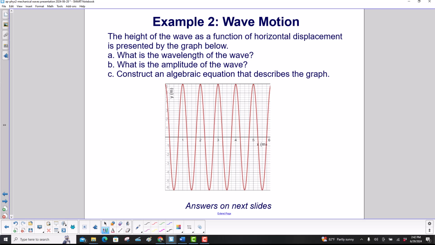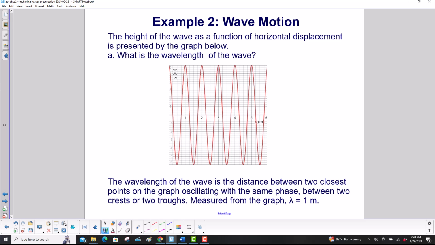This time we have a displacement-position graph. We want to find the wavelength of the wave, its amplitude, and an algebraic equation that describes the graph. The wavelength of the wave is the distance between two closest points on the graph oscillating with the same phase, or we can just take the distance between two crests or two troughs. So let's see what we have here. Over here, we have one crest. Over here, we have the next one. The distance between them is 1 meter. So the wavelength is 1 meter.